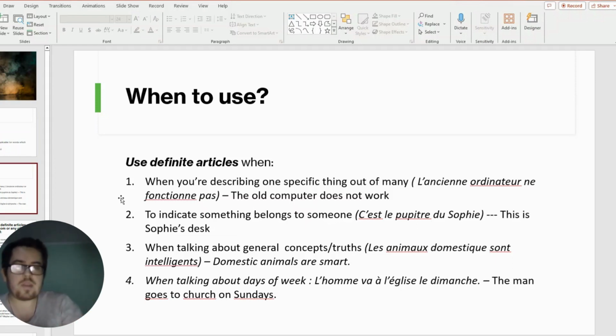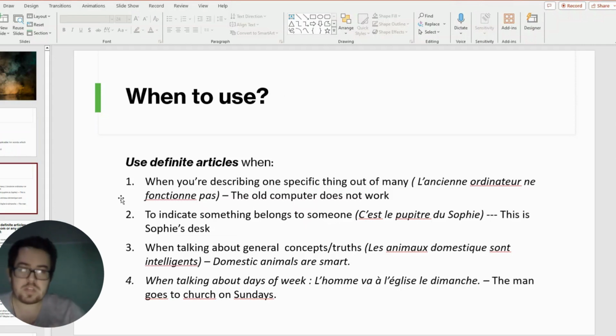Or when we want to indicate that something belongs to someone, c'est le pupitre de Sophie. Or c'est le pupitre de mon copain. It's my colleague's desk. Or this is Sophie's desk, right? It marks the sense of belonging.